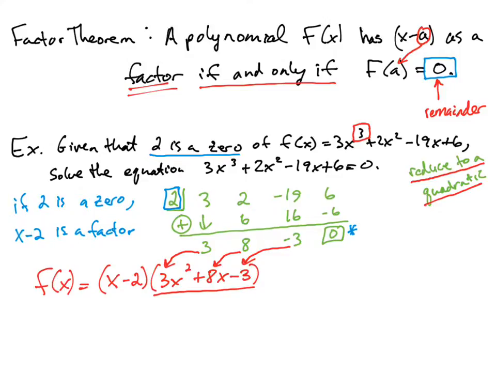Now, I probably shouldn't write this in function form because we're trying to solve this equation. Okay, so what I could do is take x minus 2. That's a binomial factor of degree 1. I could set that equal to 0. I could also set 3x squared plus 8x minus 3 equal to 0. And I could solve each of these. So that's going to be the approach here. So x minus 2 is equal to 0. So x is going to equal 2.